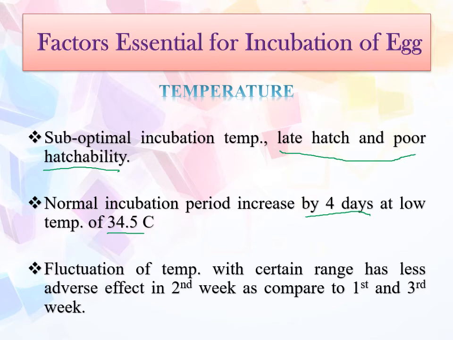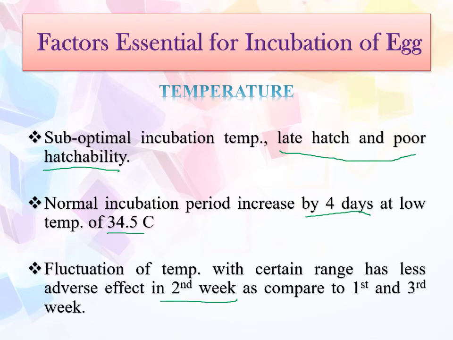Then fluctuation of temperature within a certain range has less effect in the second week as compared to the first and third week. So at the beginning of this point we have learned that the adverse effect of deviation in temperature depends on the time at which the deviation occurs. So as I said, the incubation period is 21 days for a chicken egg. First 18 days in the incubator and last 3 days in the hatcher. It means it is 3 weeks.